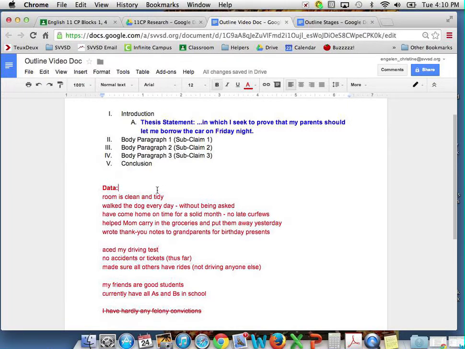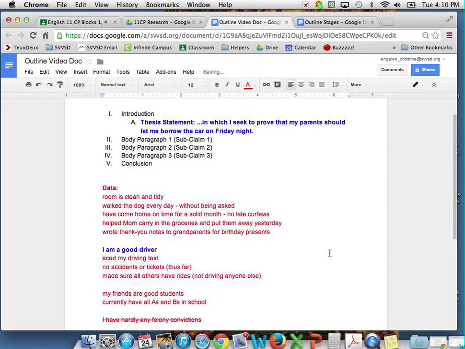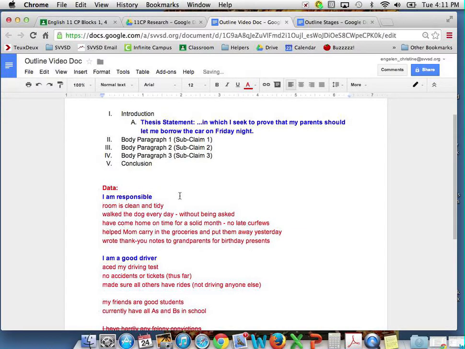So my data kind of seems to separate itself into a couple of different categories. Let's see, this category seems to be about being a good driver. Yeah, that would be a claim that I could make, and these are my pieces of data to back up that I'm a good driver. Okay, let's see. I am very responsible, it looks like. From my data, I can see that I'm very responsible. So I think I'm going to put in that I'm responsible.